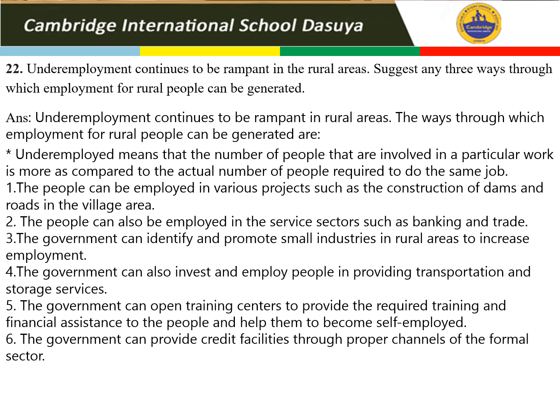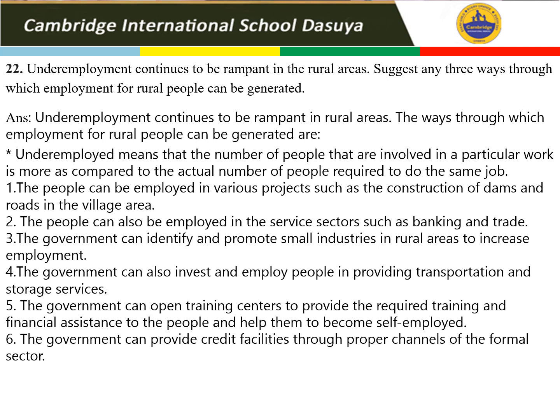So underemployment continues to be rampant in rural areas. The ways through which employment for rural people can be generated are... Now, first we also have to tell the meaning of underemployment. Underemployed means that the number of people involved in a particular work is more as compared to the actual number of people required to do the same job. Fine. So the first point, the ways through which we can create employment in rural areas.